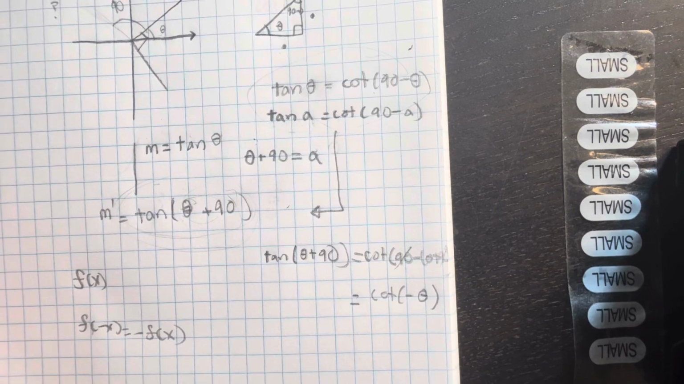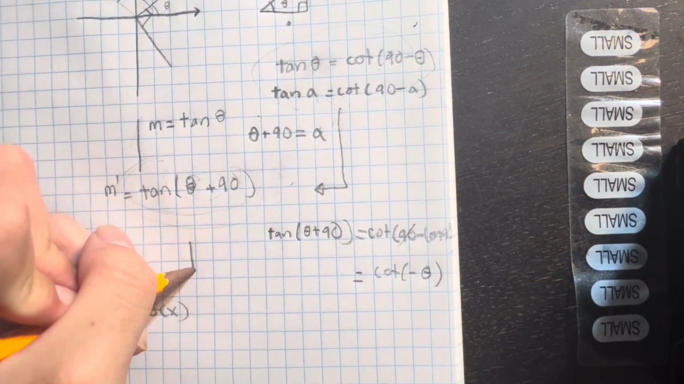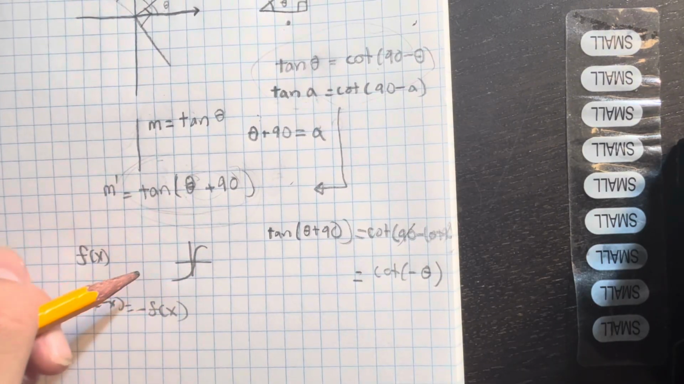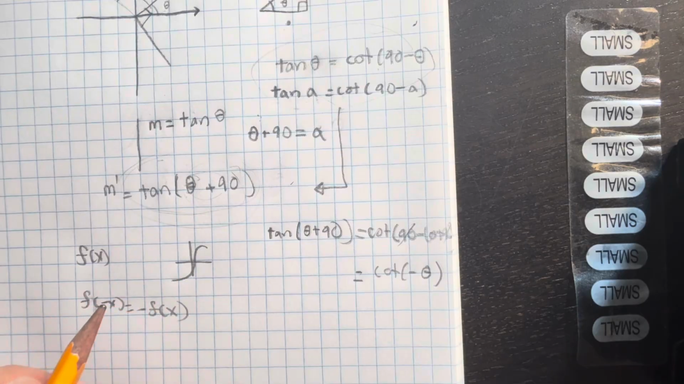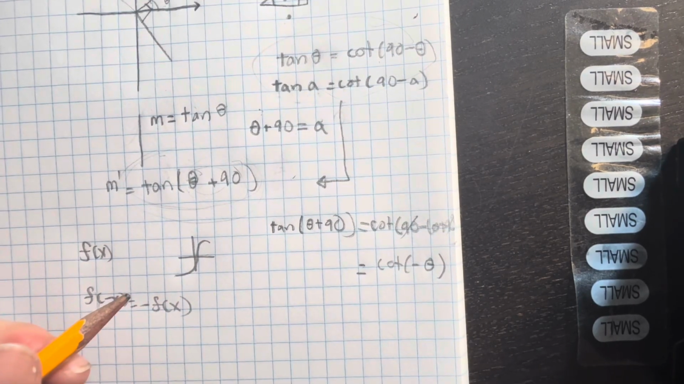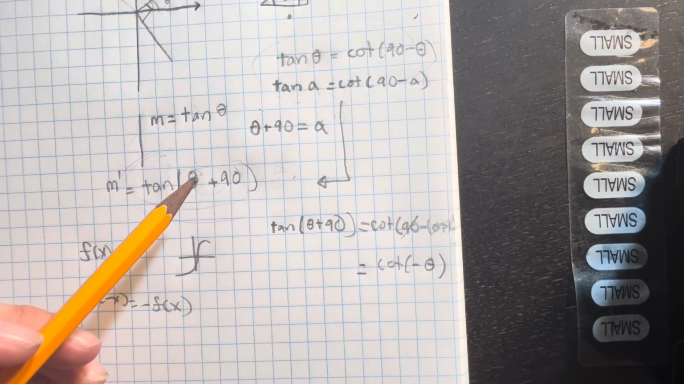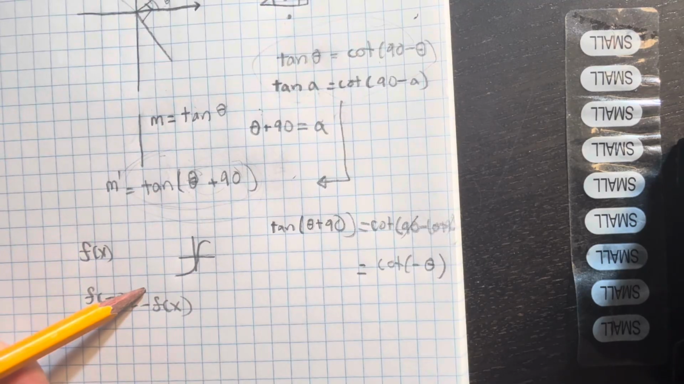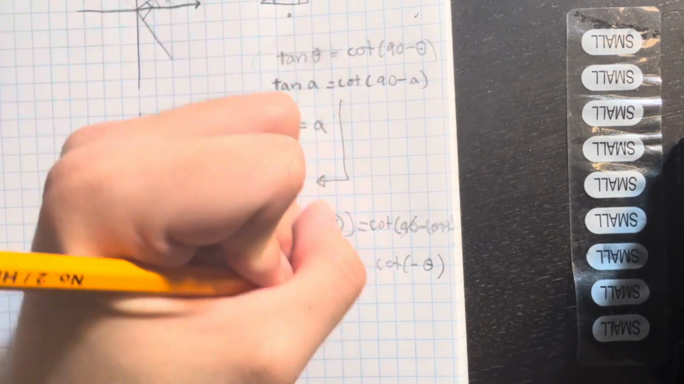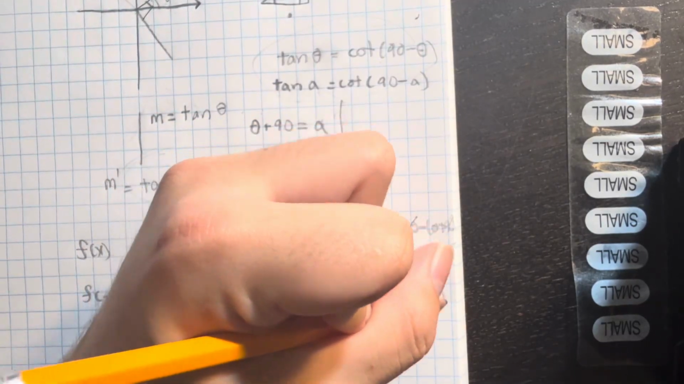An example of an odd function would be f of x equals x cubed. If we plug in a negative x here, it's just going to be the negative of what f of x would be. Okay, that's probably a bad explanation. If you need help understanding odd functions, just look them up on YouTube, and you can get a sense of that. So this thing is just going to simplify to negative cotangent of theta.